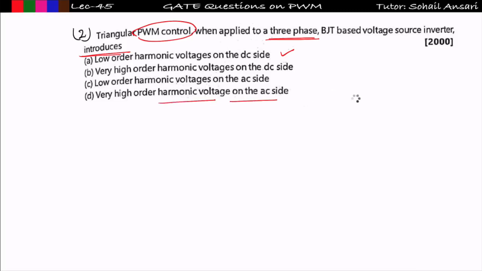As we know, I have already explained to you that according to the Fourier series expression, if I do the PWM scheme, then overall lower order harmonics decrease and it increases the higher order harmonics on the AC side, not on the DC side. So option D is correct.